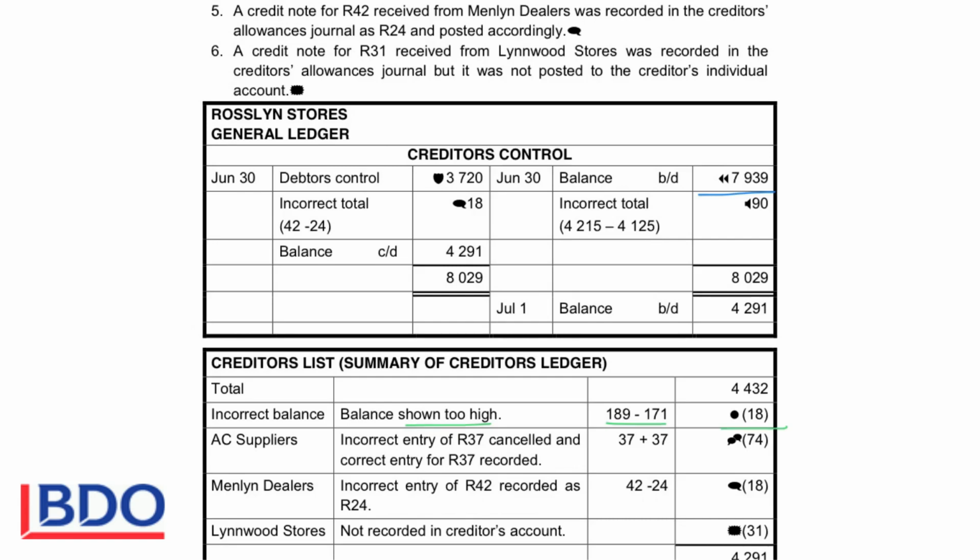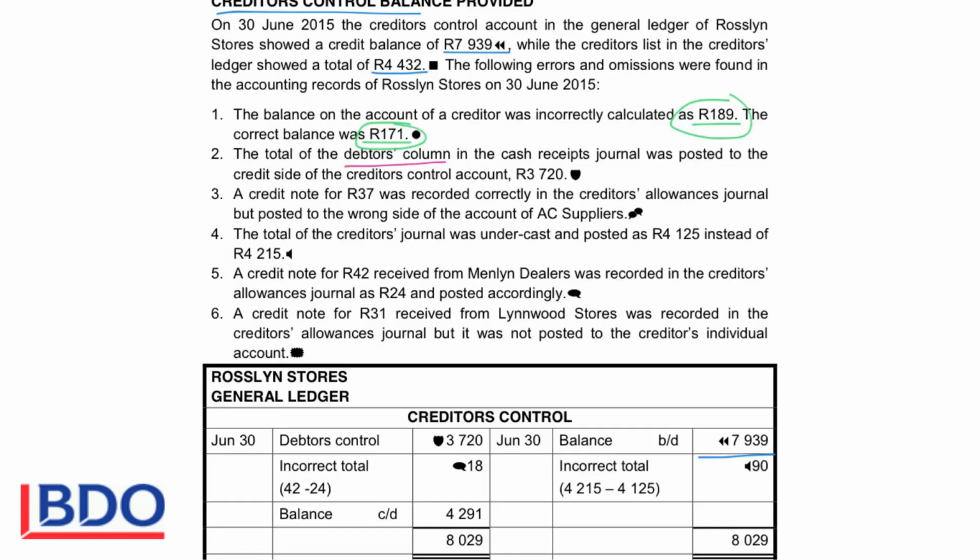The total of the debtors column in the cash receipts journal was posted to the credit side of the creditors control account. So there's a mistake in the creditors control account because the debtors column in the cash receipts journal should be posted to the credit side of your debtors control account. So this was incorrectly posted to the credit side of the creditors control. So to correct this mistake, we will debit the creditors control account and we will credit the debtors control account.